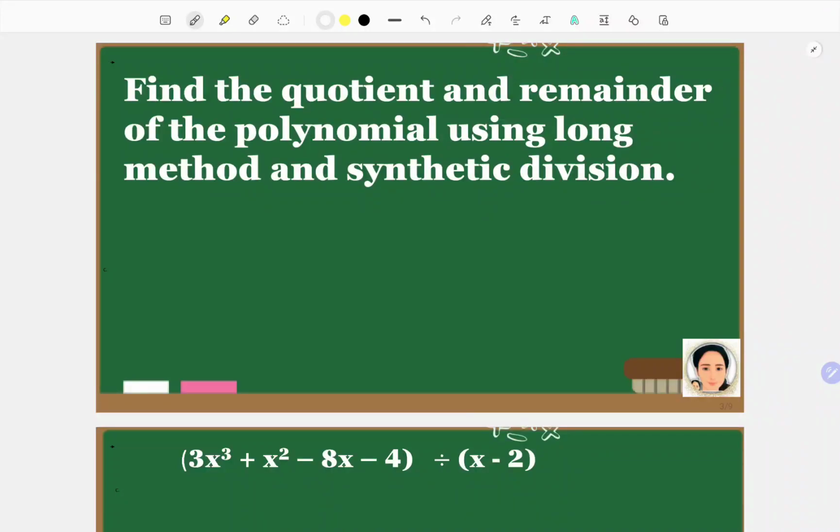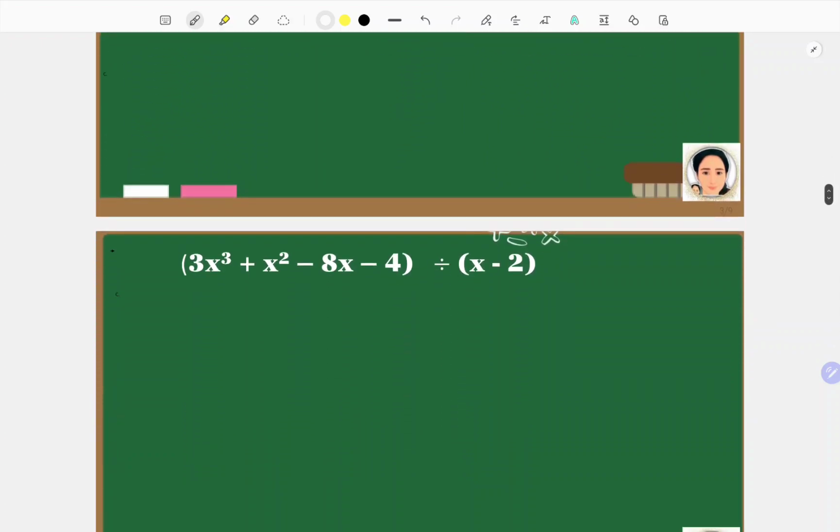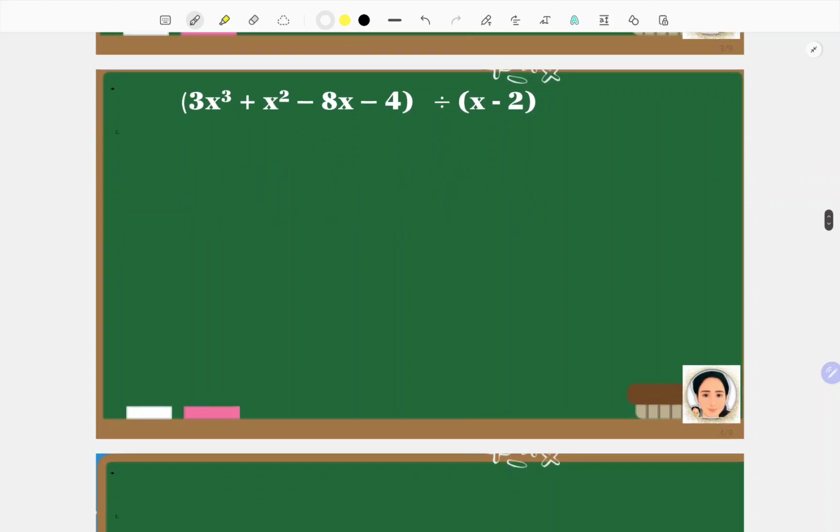So this time, we will find the quotient and remainder of the polynomial using the long method and the synthetic division. Let us have now our example. So how to divide a polynomial by another polynomial?